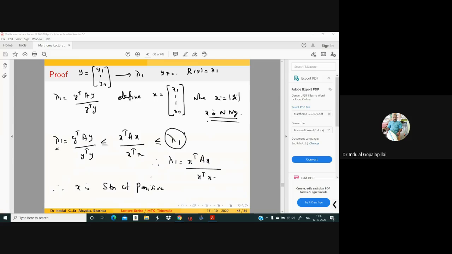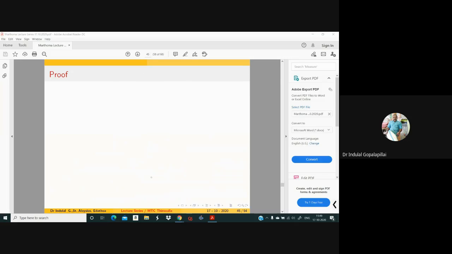And the second part is to show that lambda 1 is simple. For that, it is sufficient to show that, say, all the eigenvalues of G are lambda 1 greater than or equal to lambda 2 greater than or equal to, etc. To show that lambda 1 is simple, it is sufficient to show that lambda 1 is not equal to lambda 2.